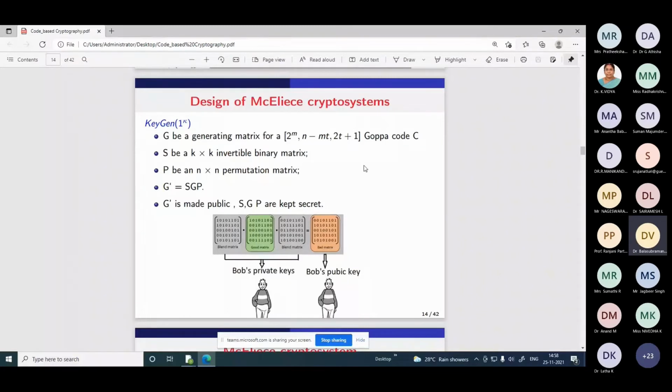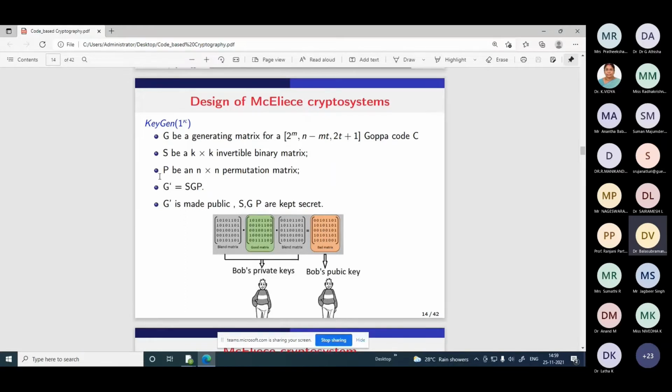And let G be the generating matrix of a Goppa code whose parameters are 2 power m is the n, length of the code, and n minus mt is the dimension k of the code. And it's nothing but 2t plus 1 means the distance, minimum distance. So these are the parameters of the code.